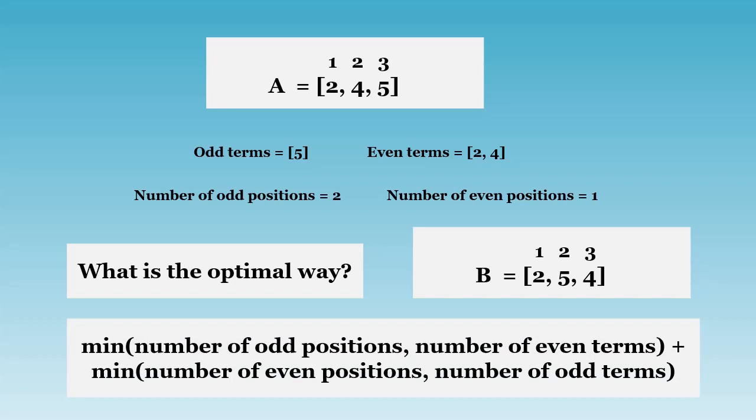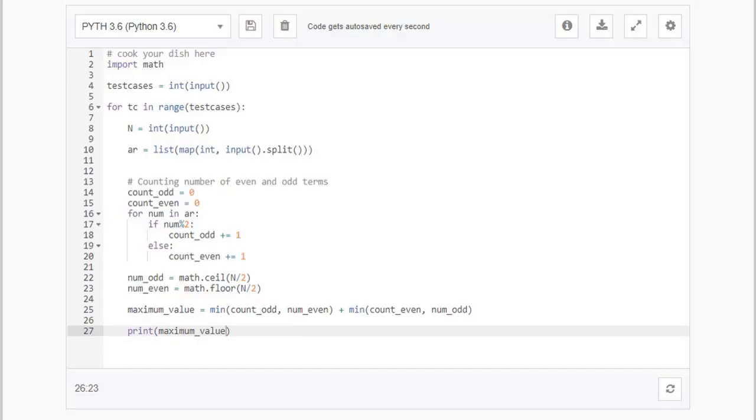You guessed it, it is the minimum of the number of odd positions and even terms, added with the minimum of the number of even positions and odd terms. Let's have a look at the simple Python implementation of the logic.